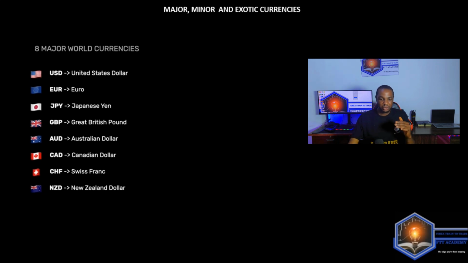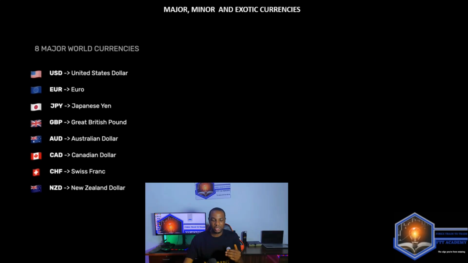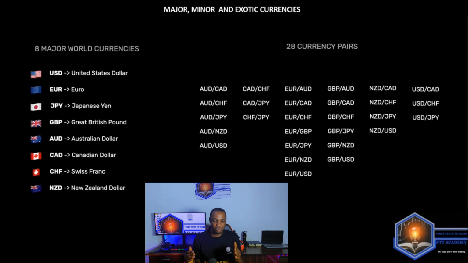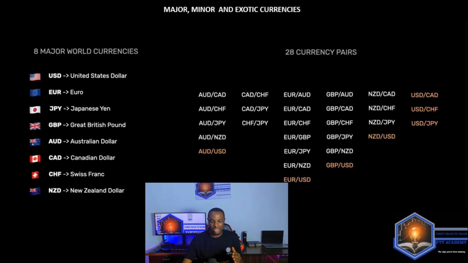But when we talk about major and minor currencies in the Forex market, there are a total of about 28 different currency pairs. If you join them together, like euro and US dollar, Japanese yen, Australian, Japanese, or if you just merge everything together, you're going to end up with at least 28 different pairs. Of these 28 pairs, only the ones that include the US dollar are called the major currencies, while the ones without the US dollar we refer to as the minor currencies.